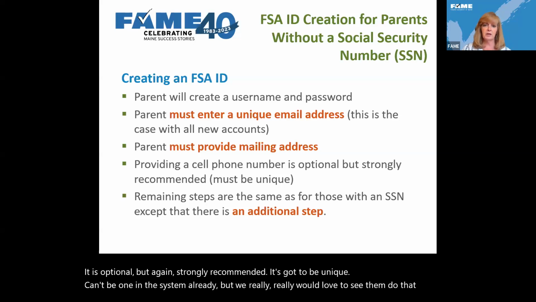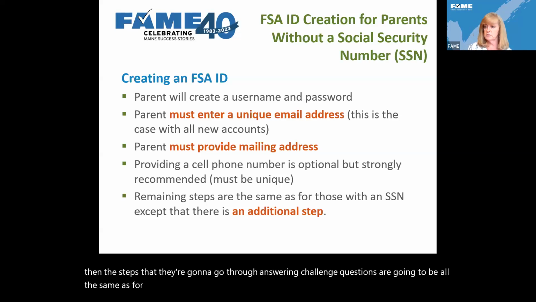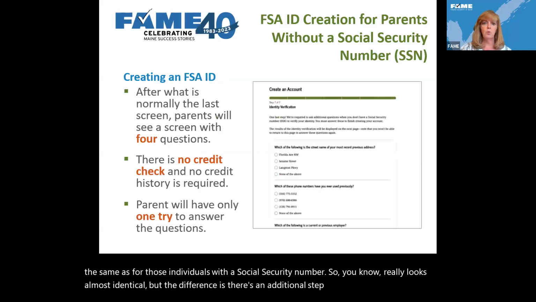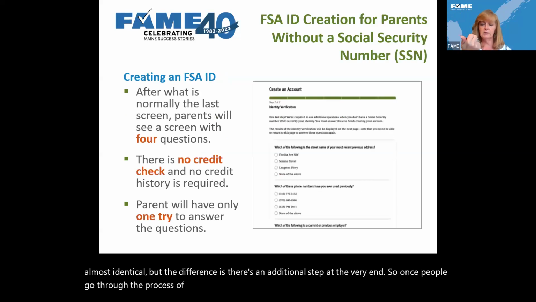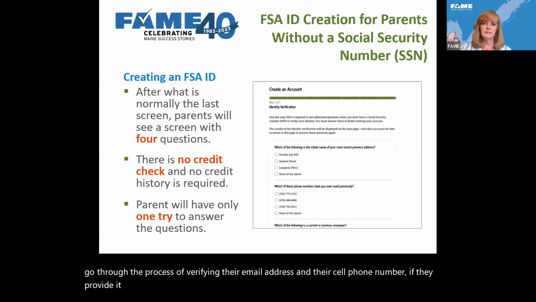And then the steps that they're going to go through, like answering challenge questions, are all the same as for those individuals with a social security number. So it looks almost identical. But the difference is there's an additional step at the very end. Once people go through the process of verifying their email address and their cell phone number, if they provide it, then they are going to see this additional screen. So we basically have jumped to the end.